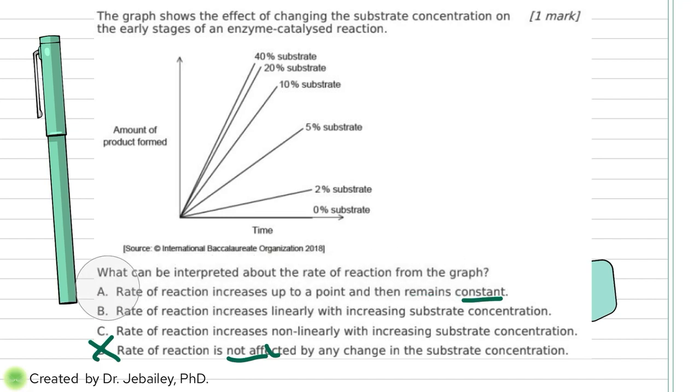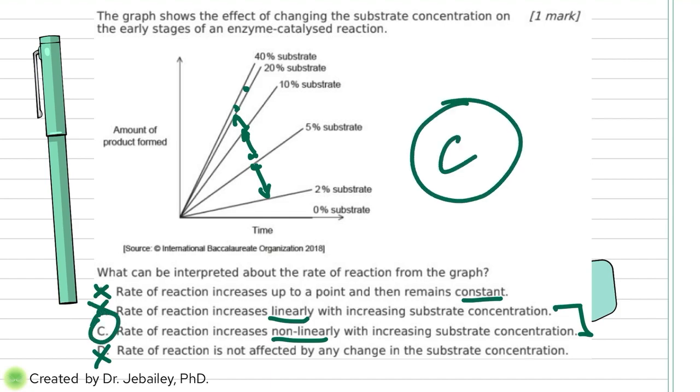So if I look at this, A is out, D is out, so I'm stuck between these two. Now, the reaction rate increases linearly with increasing substrate. Linearly would have meant that the gap between each one of these would have been the same, but it's not. You can see that here the gap between 40 and 20 is very small compared to the gap between 5 and 2. So it's not linear, it's non-linear, because linear means they're at a constant pace. And so B is not it, and the right answer is C.